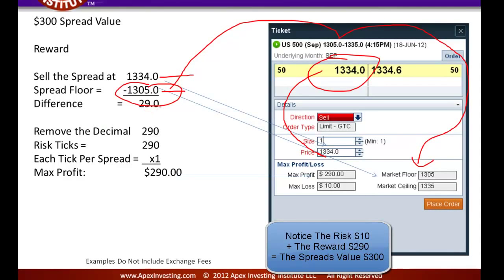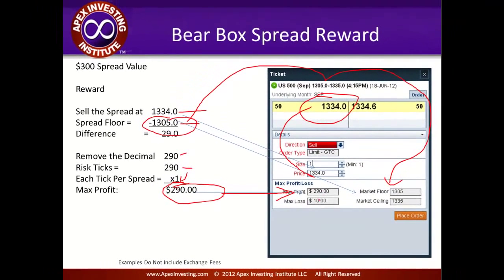The difference is 29.0. We take out the decimal, we get 290 ticks at $1 each. It's $290 profit potential, and again, that shows you right there in the ticket as well. That's your profit potential on the trade. So you're risking $10 to make a potential $290 profit.